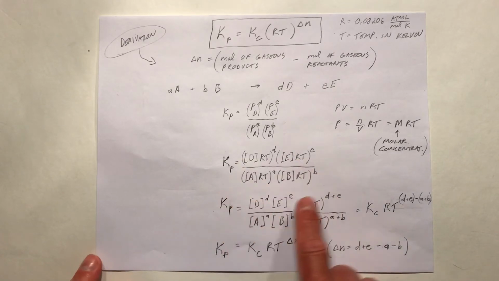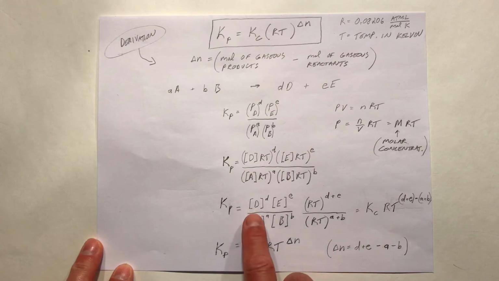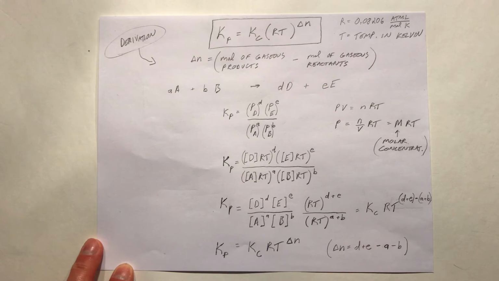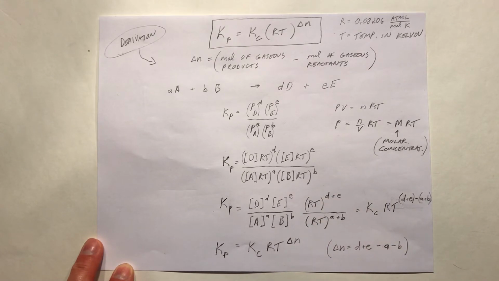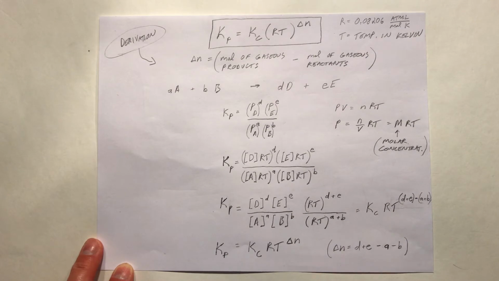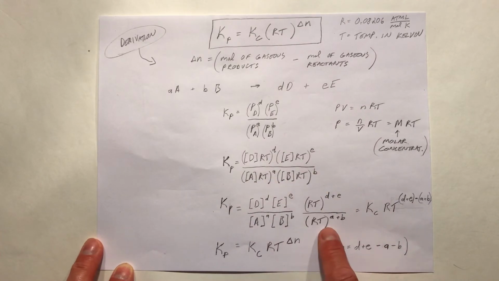Now we can rearrange that expression, and in fact we can factor out the RT values, and we get that the concentration of D to the d power times concentration of E to the e power divided by concentration of A to the a power and concentration of B to the b power, multiplied by RT to the d plus e. Remember that RT to the d power times RT to the e power is RT to the d plus e power. And on the bottom, we would have RT to the a plus b power. If we multiply RT to the a and RT to the b, that would be RT to the a plus b.